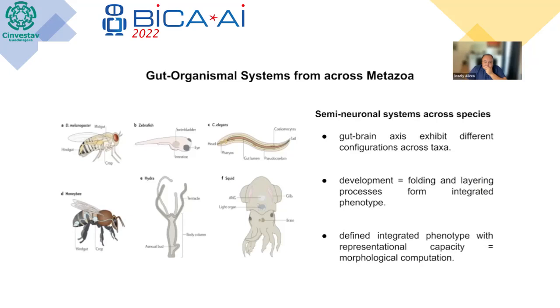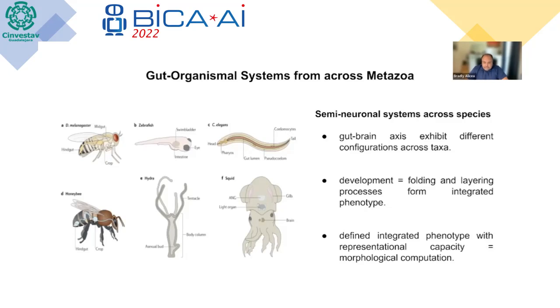So you have fruit flies, and you have zebrafish, and you have C. elegans, you have squid, hydra, or honeybee, and they all have different forms of this gut-brain axis. So it's a very diverse set of morphologies. They have different configurations, but this folding and layering is a common element of this. And so this forms an integrated phenotype.